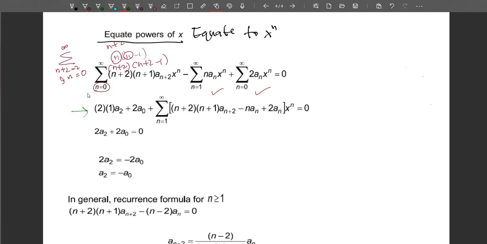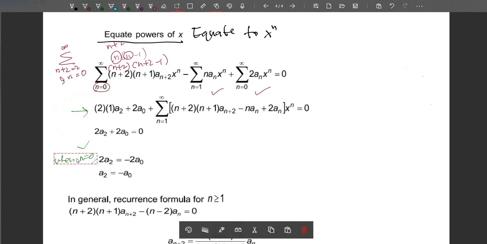Or you can go directly from here to this point. That means when n equal to 0, substitute n equal to 0 in this summation and also the third summation, because they start from 0. This one starts from 1. So we have 2a_2 plus 2a_0 equal to 0. And hence, we have this one. When n equal to 0, it should be here.